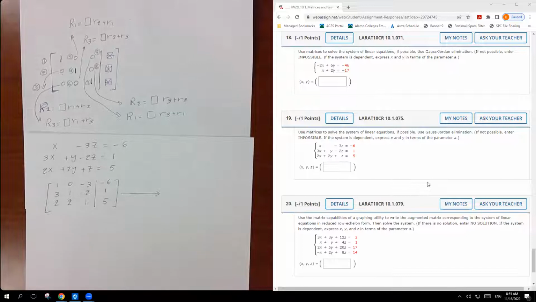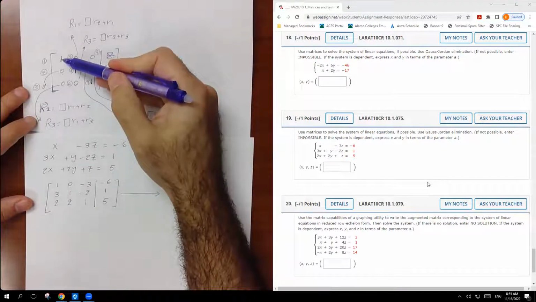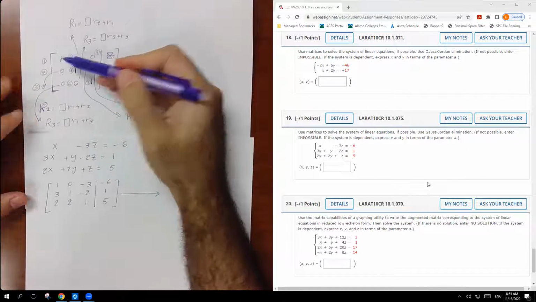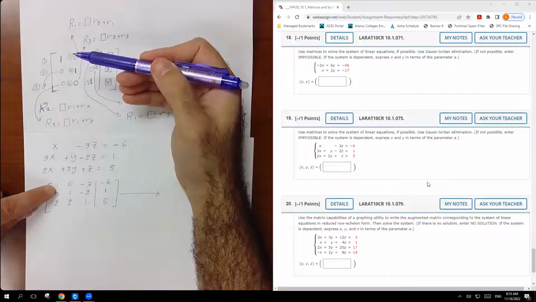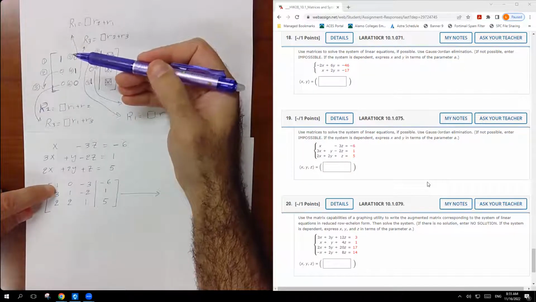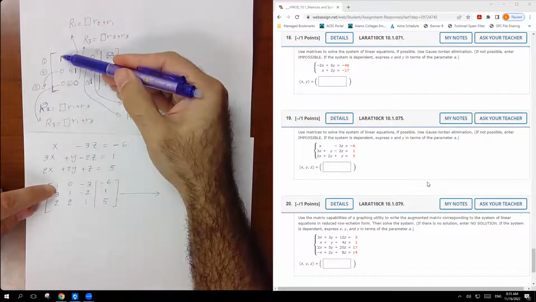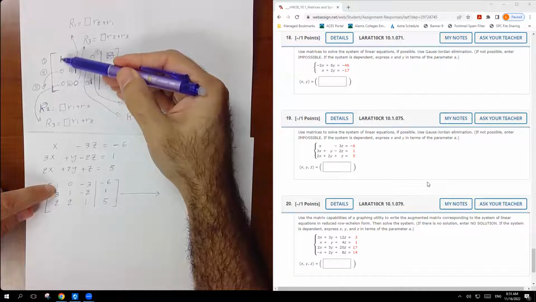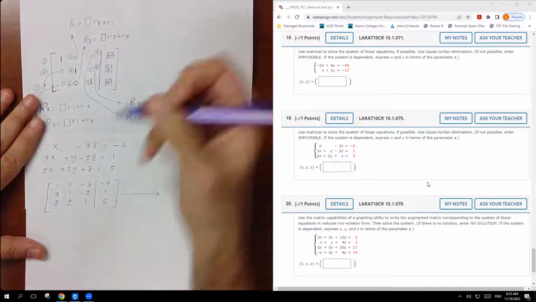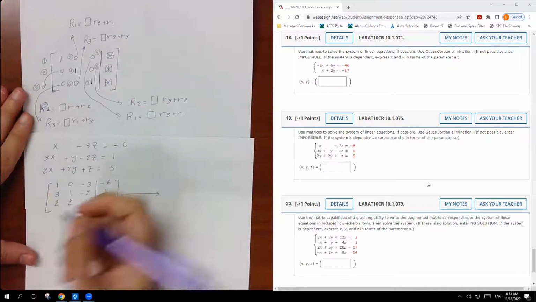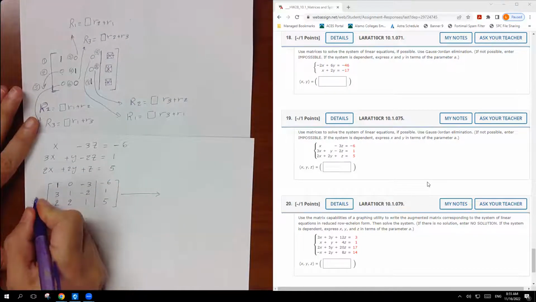If you look, step 1, we need to convert the number on this location to 1. It's already 1. So we don't have to do step 1. We're going to start from step 2.